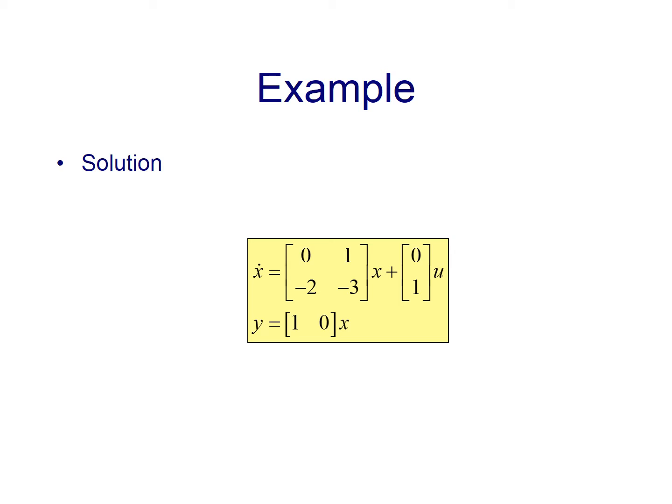Of course, we have rearranged this into a matrix, I'm sorry. So we may rewrite this as x dot equals this square matrix times x plus 0 and 1 times u, and output equation as y equals 1 and 0 times x.